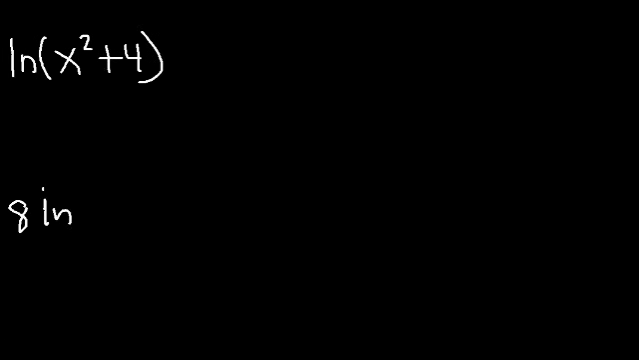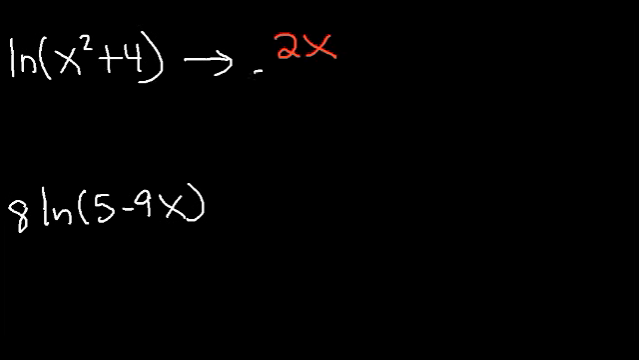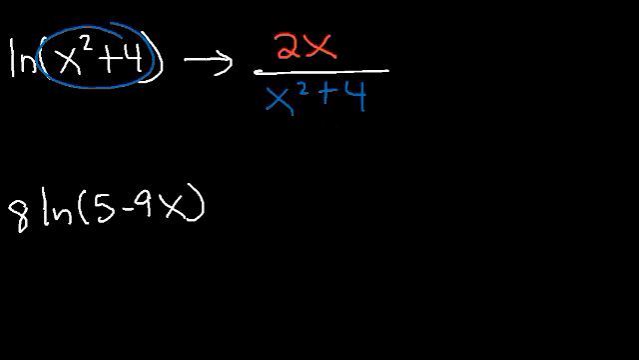Now let's try some practice examples using that formula. So feel free to pause the video and try these. Go ahead and find the derivative of ln(x squared plus 4) and 8 ln(5 minus 9x). So the derivative of x squared plus 4 is simply 2x. So that's u prime divided by the original function u, which is whatever is inside of the natural log function. So that's x squared plus 4. So that's the first derivative of ln(x squared plus 4).